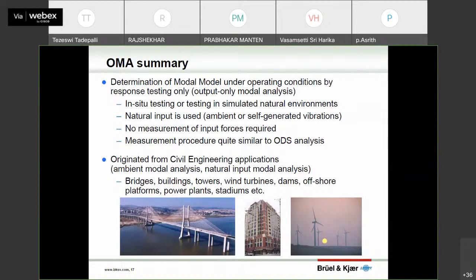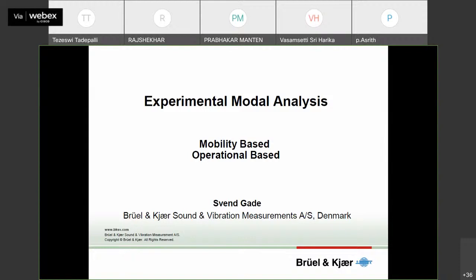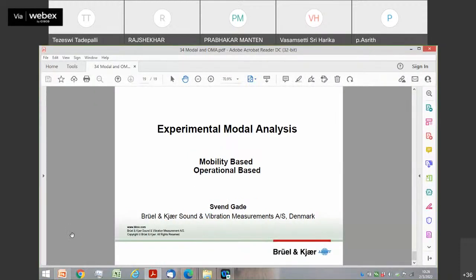In situ, in natural environment, here the natural input is used, ambient or self-generated vibrations. No measurement of the input forces. You could also do ODS from here. So it evolved from civil engineering on bridges, towers, wind turbines. We have also now case studies of this being done in the aerospace industry. In fact, HAL is doing it on the aircraft. We also have examples of this being done in the Indian Navy for pumps, motors mounted on the ships where they look at both OMA and TS. So this is just a glance on some of the applications.